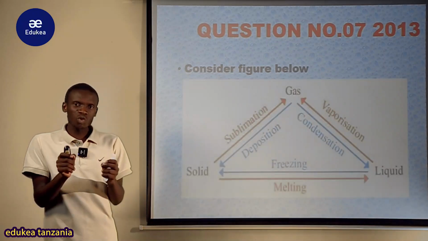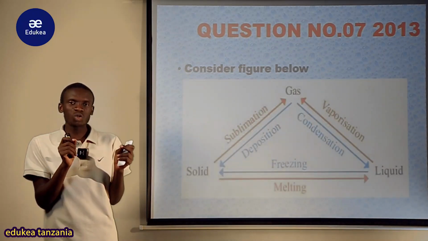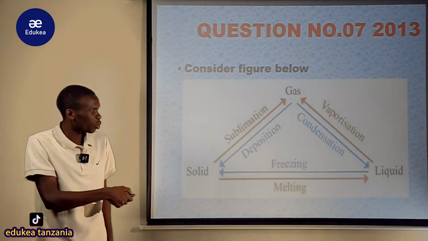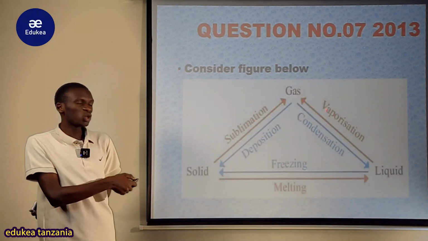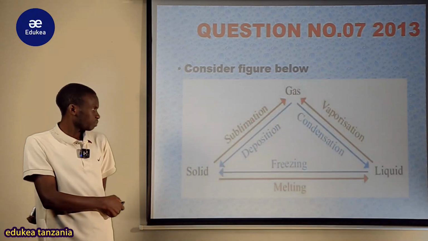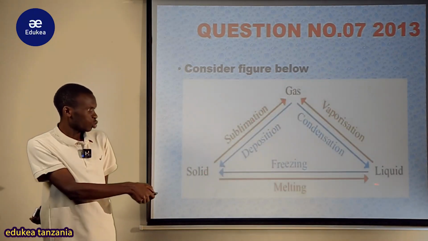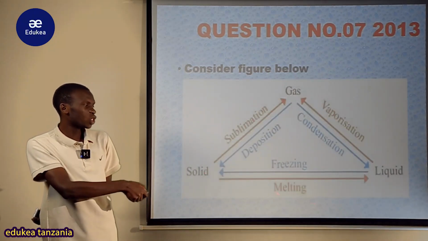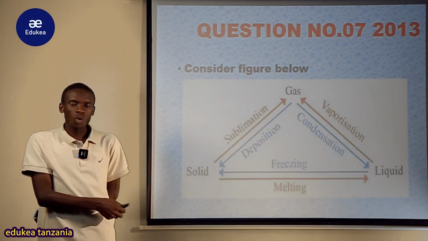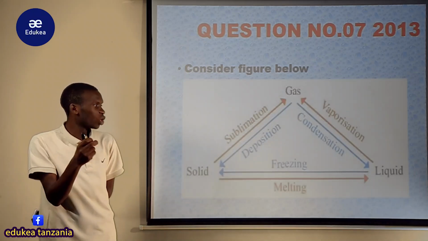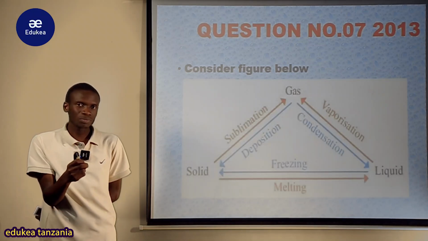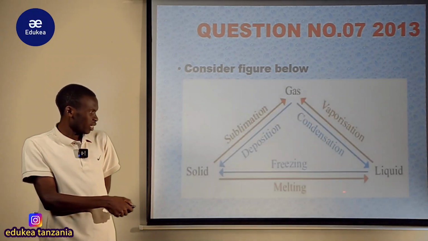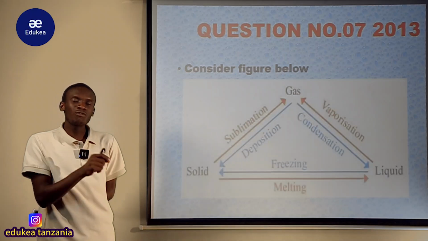So inabidi ujue tu wewe from liquid to gas ni kitu gani form. Usikalili mchoro kama ulivyo. So example, mchoro wetu ndio ulikuwa kama hivi. A change of state from solid to liquid. This process is called melting. When a solid changes to liquid, the process is called melting. Hiyo ndo melting. And from liquid to solid, inaitwa freezing.